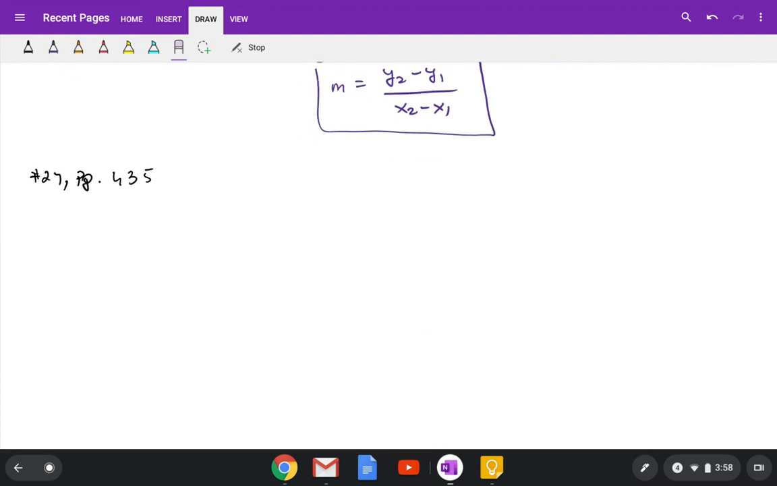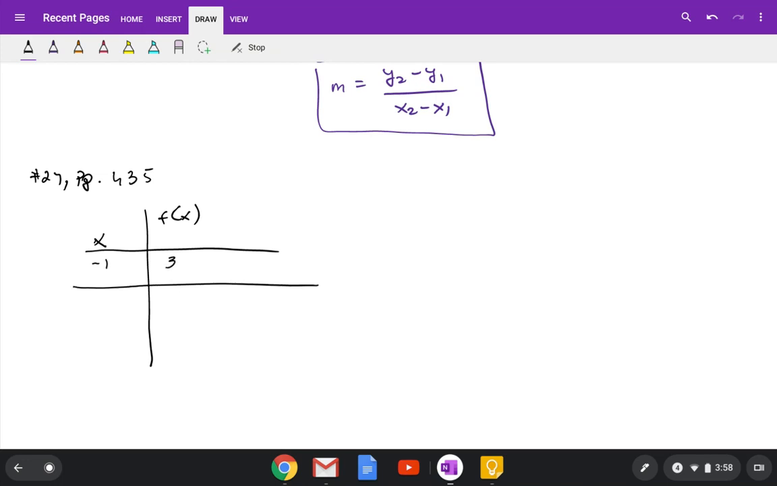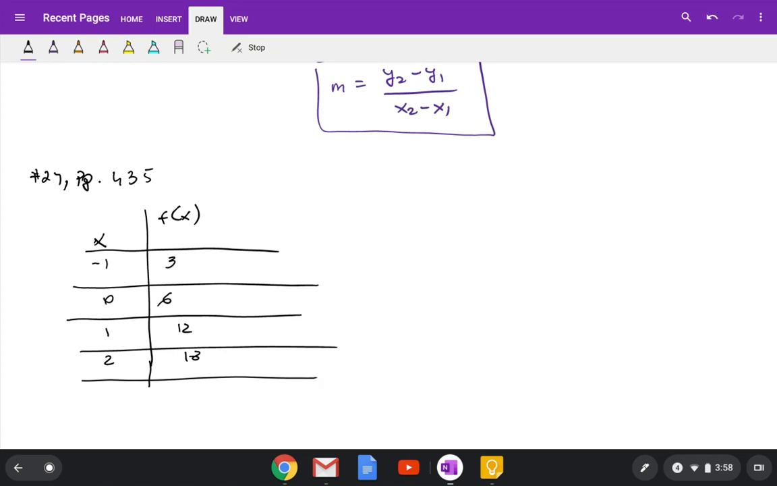Okay. So 27, this is what they gave you. They gave you that table. Just copy this one: x, f of x. They gave you points: -1 comma 3, 0 comma 6, 1 comma 12, 2 comma 18, and 3 comma 30. And they're asking if those points are points of a linear function, exponential, or neither.